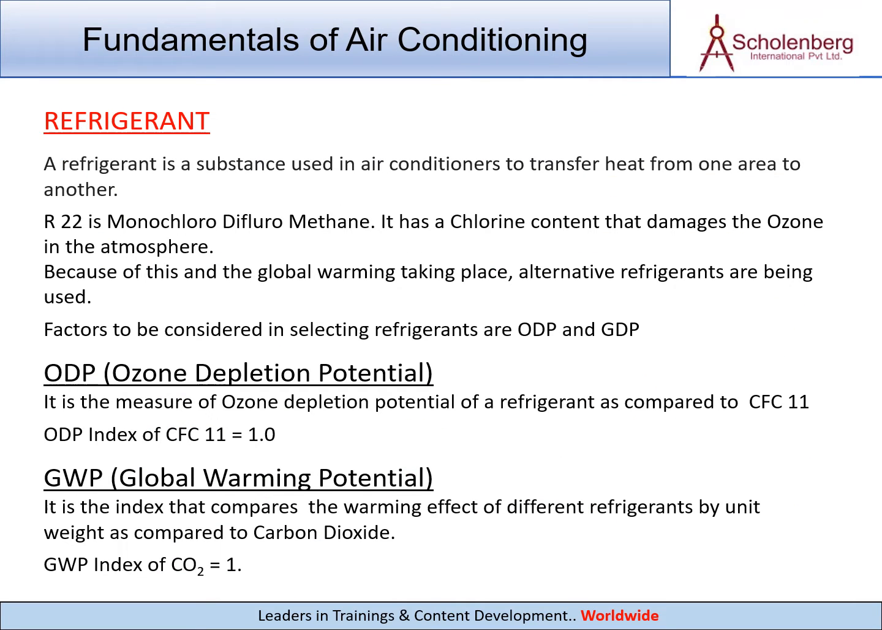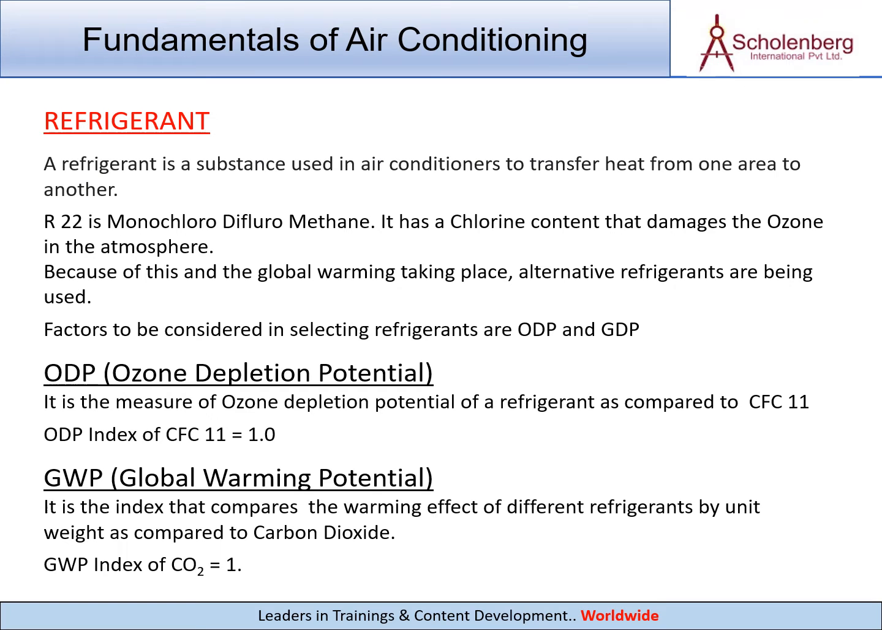Refrigerant. A refrigerant is a substance used in air conditioners to transfer heat from one area to another. R22 is monochlorodifluoromethane. It has a chlorine content that damages the ozone in the atmosphere. Because of this and the global warming taking place, alternative refrigerants are being used. Factors to be considered in selecting refrigerants are ODP and GWP.